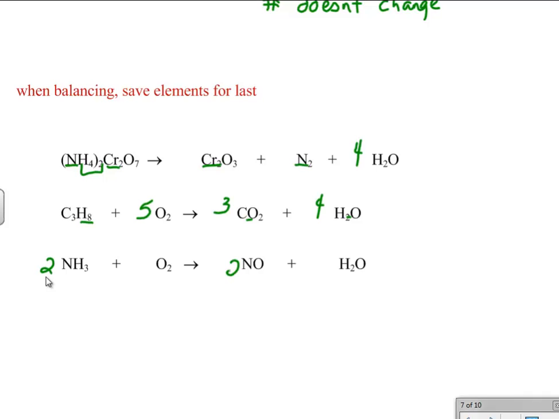Gives us 2 nitrogens, so we need to have 2 NO2 on the right. We will now have 3 waters, so we have 6 hydrogens on each side. So we have 3 plus 2 is 5 oxygens on the right. That gives us 2.5. What's that? On the left. Can't have fractions, at least at this stage, so we're going to multiply everything by 2. So we get 4 ammonia, 5 oxygen, 4 NO, and 6 waters.